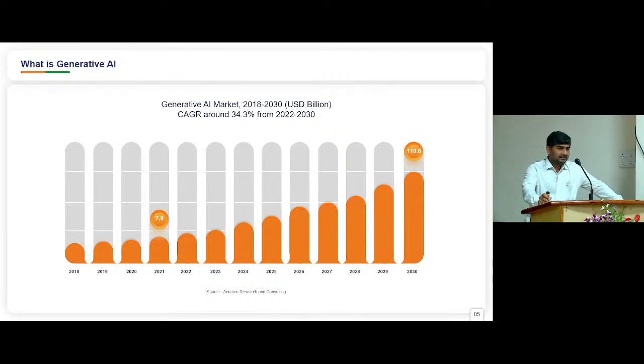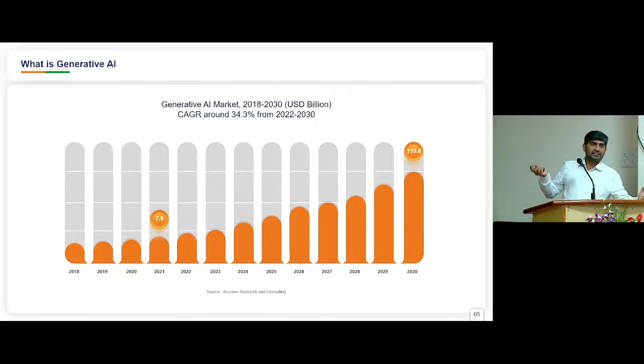Let's look at this slide. Let us spend some time on this slide right now. This is the growth of the generative AI market. What I want to say is right now we are at 2024.